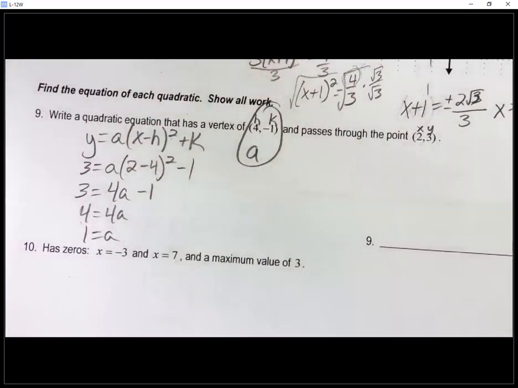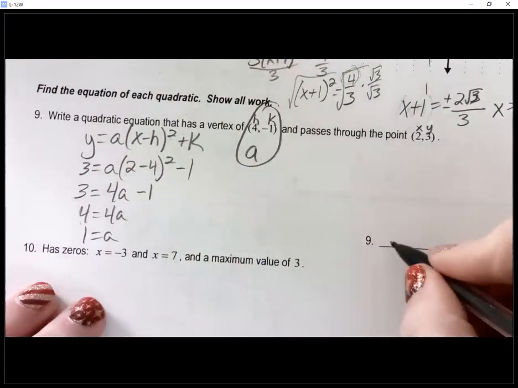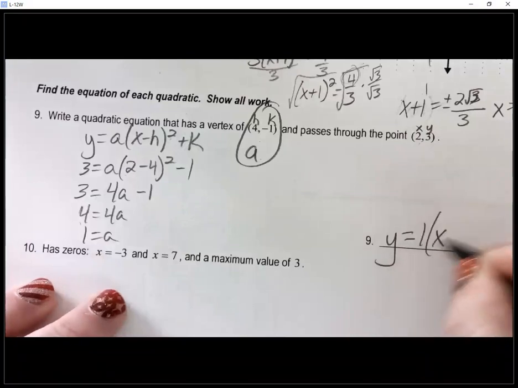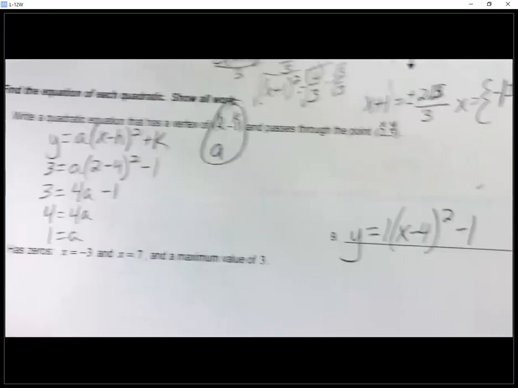Okay. So when you plug in a, h, and k, it's going to look like a is just 1. Ta-da! There is your final answer for 9.